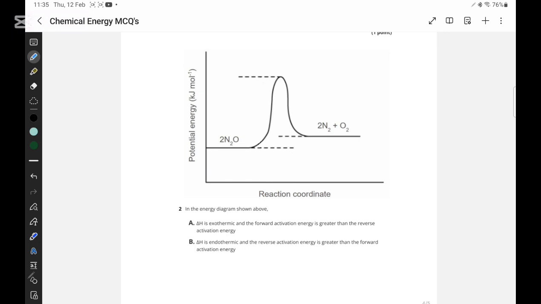In this question, we can see one thing. These are the reactants and the product is this one. Now what happens? First of all, we can see that the enthalpy of product, you can say the energy of product, is greater than the energy of reactant. First of all, this is going to be the thing.